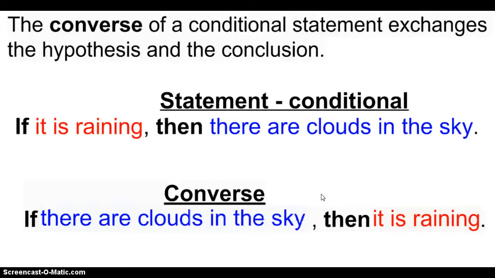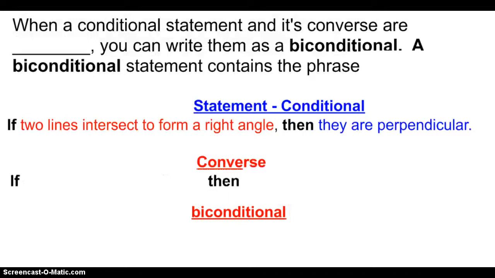What I'm going to introduce to you is a biconditional, and that's what this video is about. The biconditional is that if your conditional statement and your converse are both true, then you can make a valid definition. So if you already saw the 2-2 video, hopefully you skipped over these slides, and now we're starting what this video is about. When a conditional statement and its converse are both true, you can write them as a biconditional.